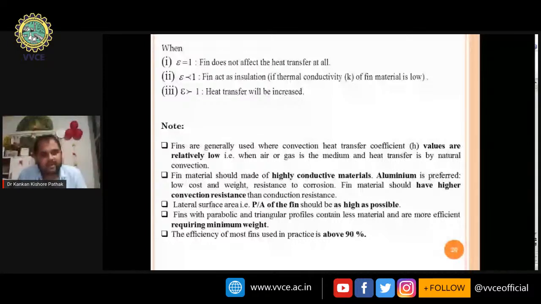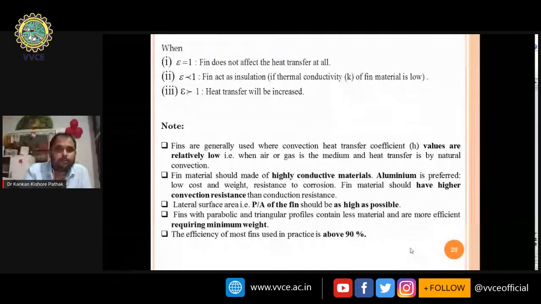Now, the lateral surface area P by A of the fin should be as high as possible, and fins with parabolic and triangular profiles contain less material and are more efficient, requiring minimum weight. The efficiency of most fins used in practice is above 90%.